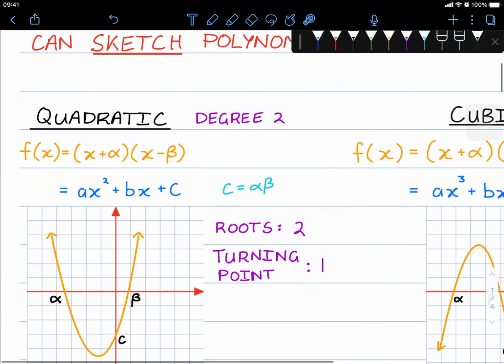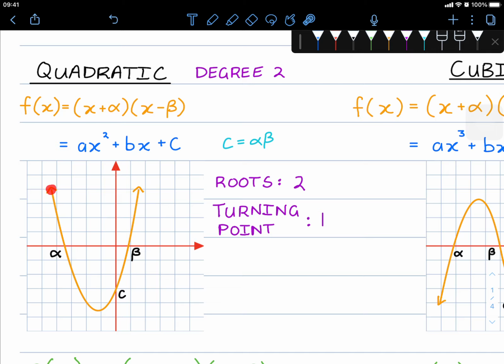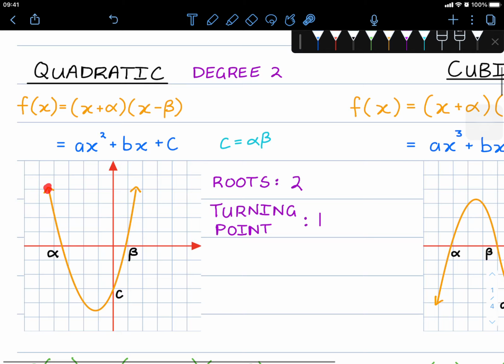Oh, and lastly, take a look at its shape. It starts here, curves down, and goes back up. And because it has a real root there, well, between these 2 roots must be a turning point. So it starts here, ends here.